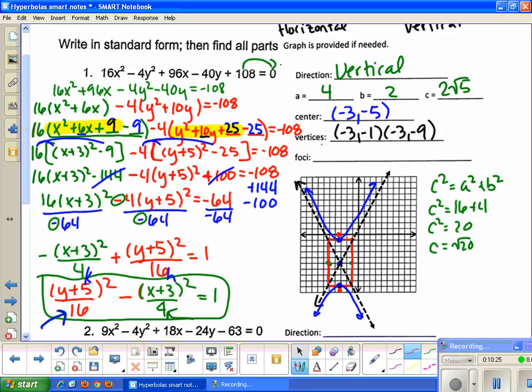So then I know that since we went vertical, my focal points were at, from my center, -3 and -5 plus or minus 2 root 5. So that's how I found them. So let's go ahead and do the next one.